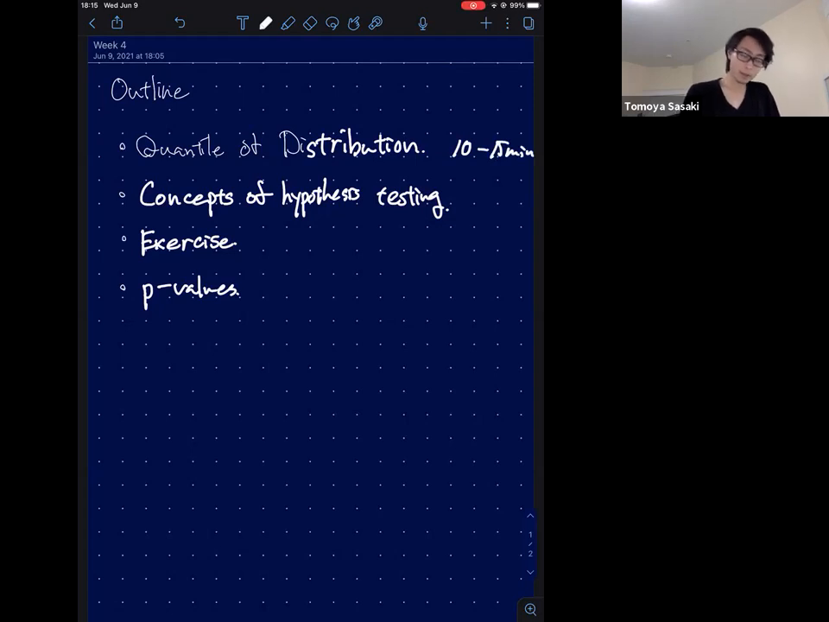I'm hoping to spend just 10 or 15 minutes on this quantile thing. And then the concept of hypothesis testing, I hope I can finish in maybe 20, 30 minutes. And for the exercise, I think we need to take a little bit of time, so maybe 30 to 45 minutes on this. And then I hope we have some 30 minutes to talk about p-values with the figures that I put on the recitation note. So do you have any questions so far about today's logistics?